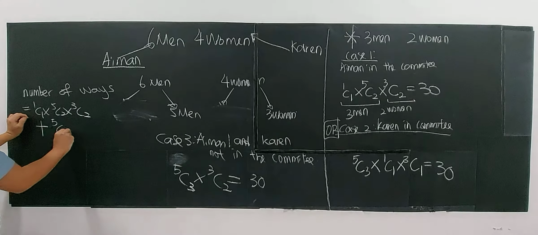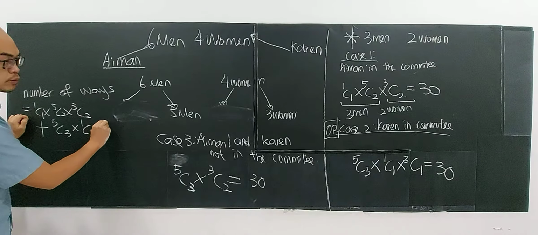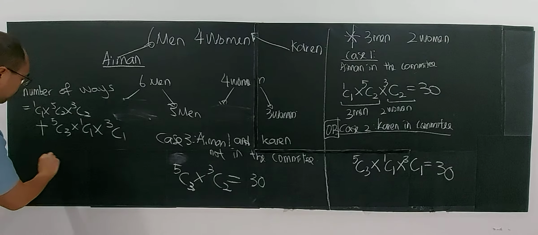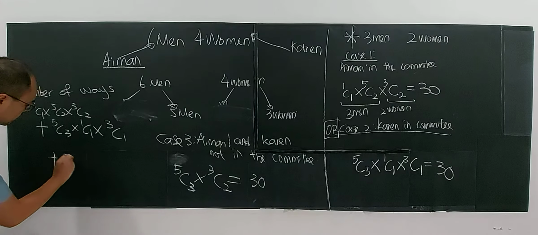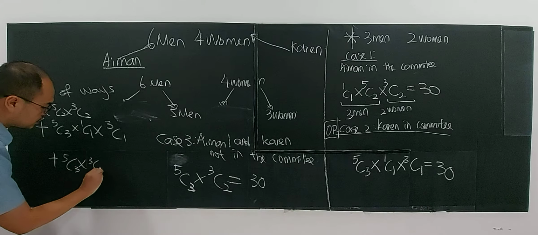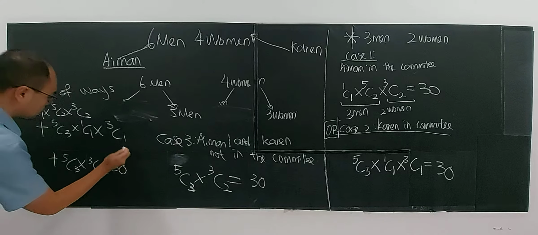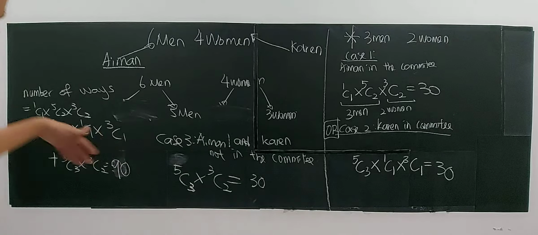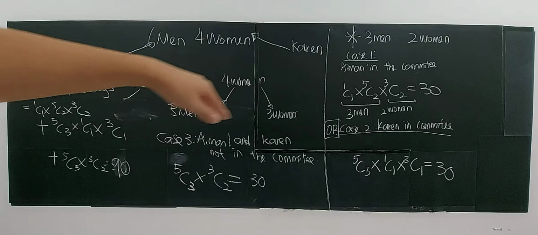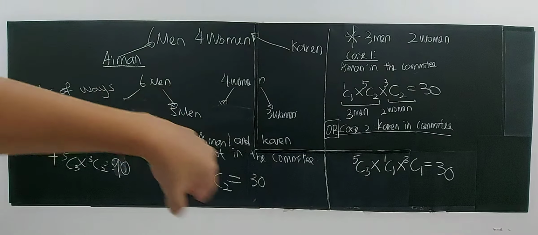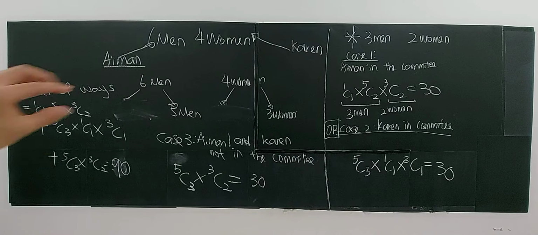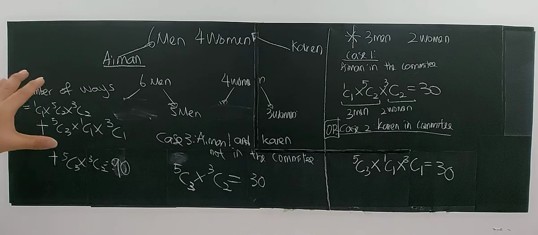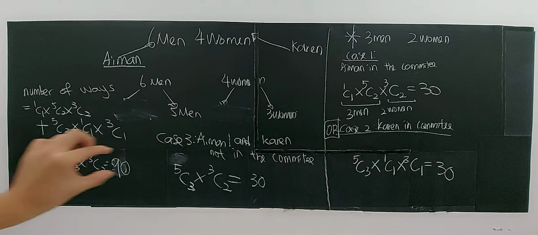So 5C3 times 1C1 times 3C1, right? And plus 5C3, the case 3, times 3C2, which is 30. Total everything 90, right? Add up the possibility. You can write or you divide them into cases, alright? So this is just for me to explain to you. You can think in writing on a rough paper, and this is what we want: case 1, case 2, and case 3.